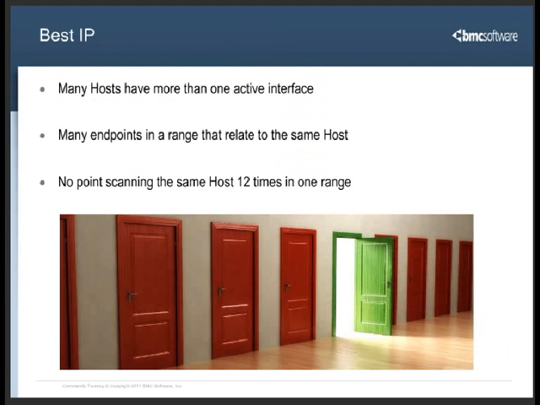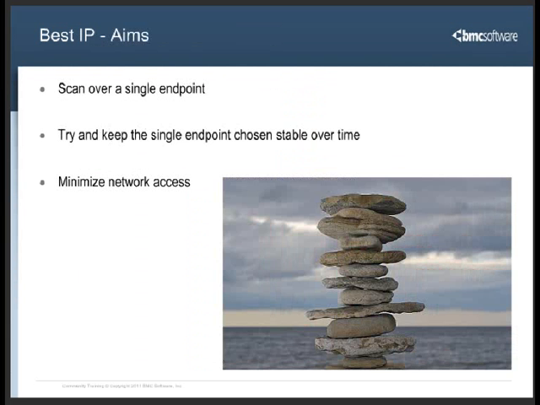In general, the level of access to a device over each interface is the same. So there's no point scanning the same device several times within a given IP range. So if Discovery finds that a host has multiple interfaces, it will select one as the best to use to update the host. By selecting a best IP, Discovery minimizes network traffic. This will also help to keep the inferred host node stable within the model.